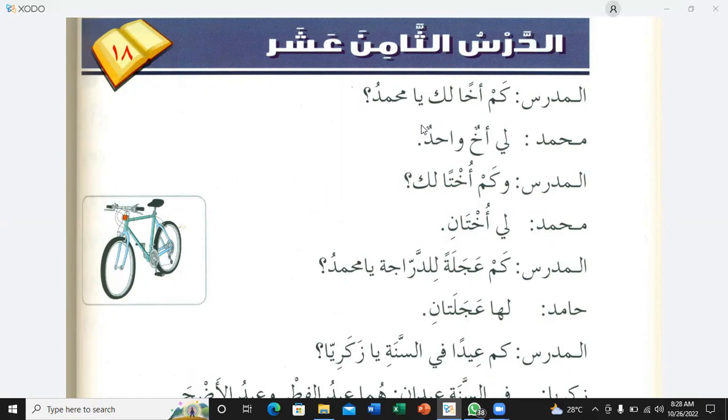Al-mudarris: Kam ajalatan lid-darrajati ya Muhammad? How many wheels does the bicycle have, O Muhammad? Hamid: Laha ajlatani. It has two wheels. Al-mudarris: Kam Eid fis-sanati ya Zakaria? How many Eid festivals are there in one year?